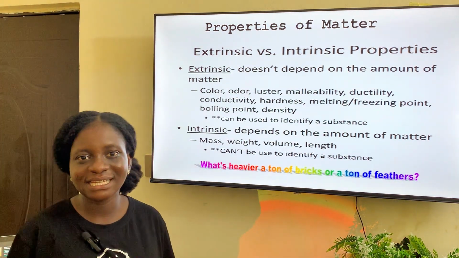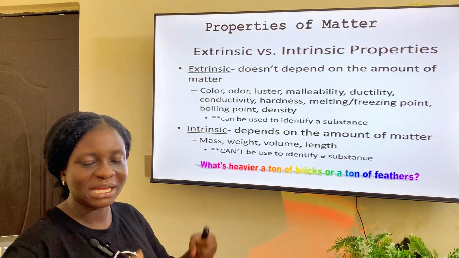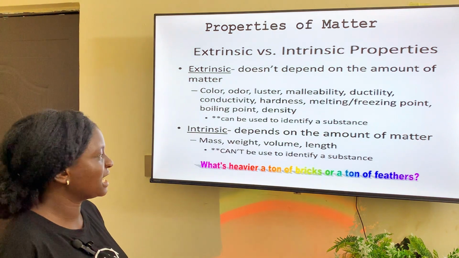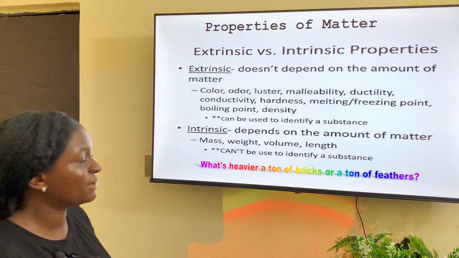For intrinsic, it depends on how much a matter weighs, the amount of matter. Here we talk about the mass, we talk about the weight, we talk about the volume.